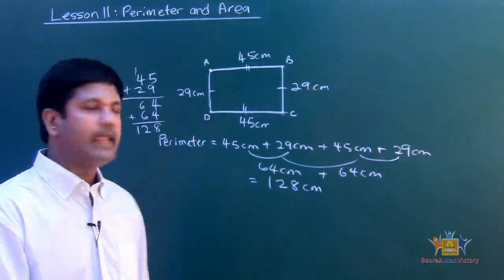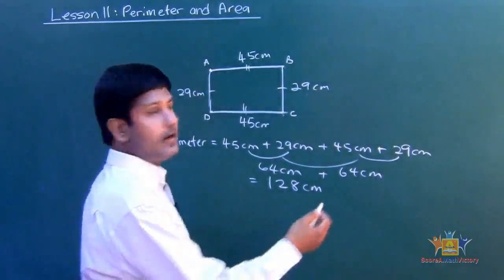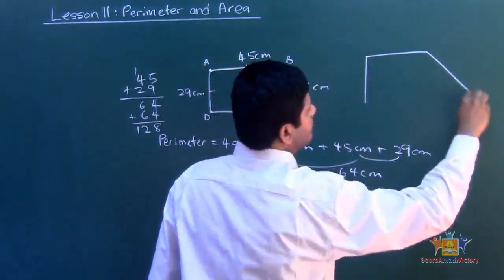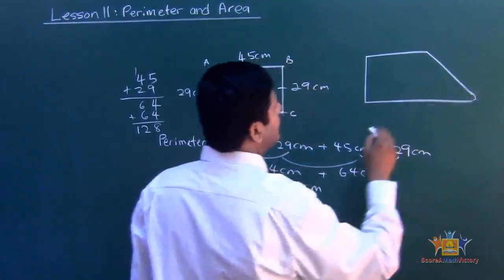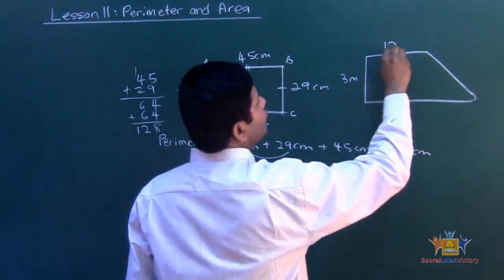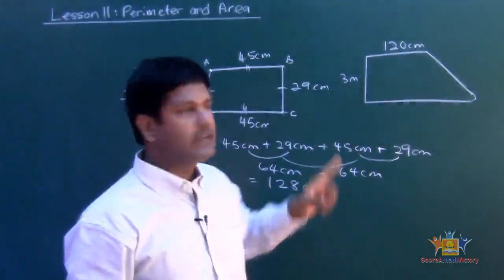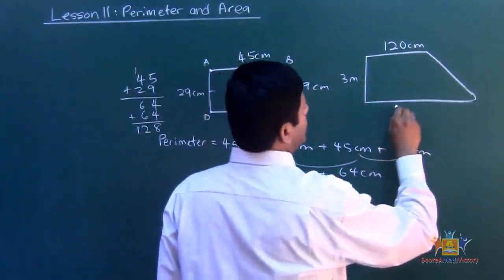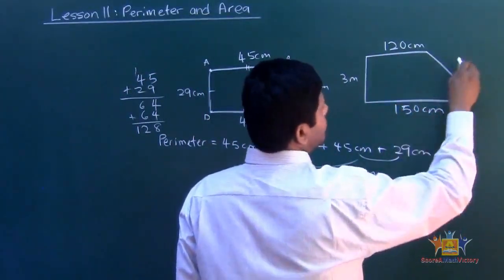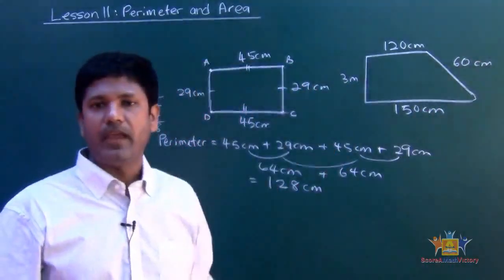Okay? Now also pay attention. Make sure that all the units are the same. Alright? Let's say I could have done it this way too. I ask you to find the perimeter of this figure right here. Okay? And I told you this one is 3 meters and this one is 120 centimeters. See that? 3 meters, 120 centimeters, and then I told you this one is 150 centimeters and this one is 60 centimeters, and ask you to find the perimeter of that.